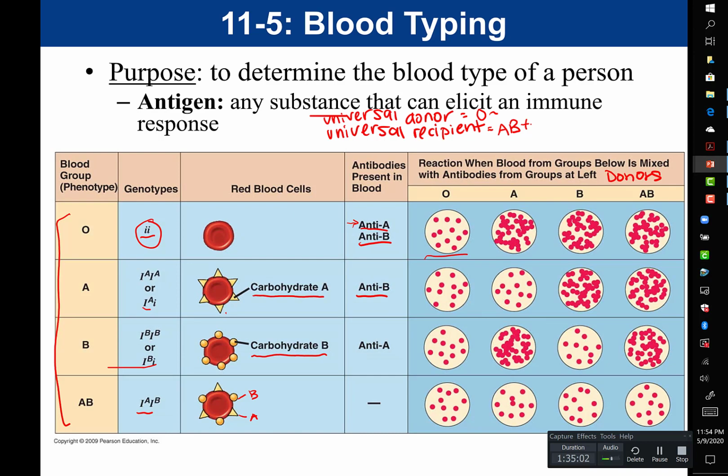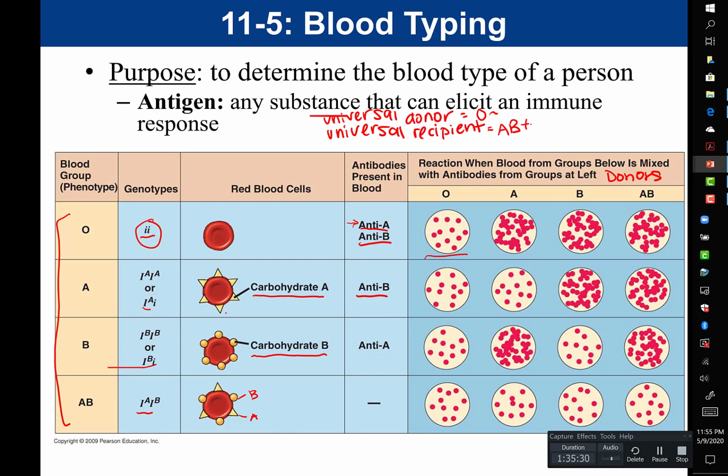They can give O negative blood and not really have to worry about it as much. So if you're thinking about it, if we have a donor, let's say the donor is A positive, and the recipient is O negative, can the recipient get that A positive blood?